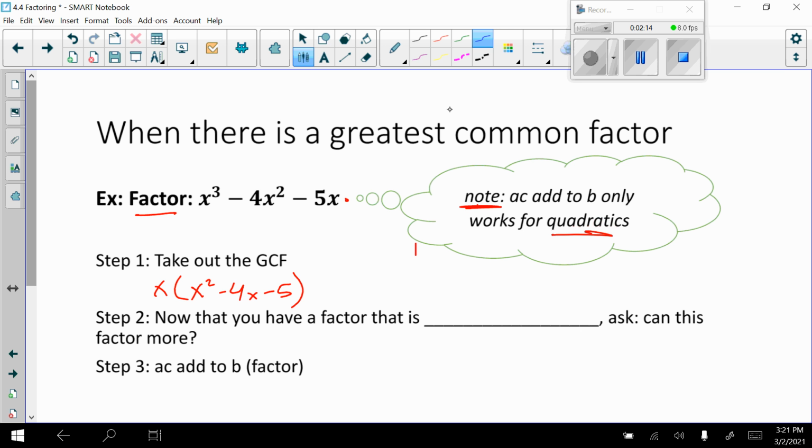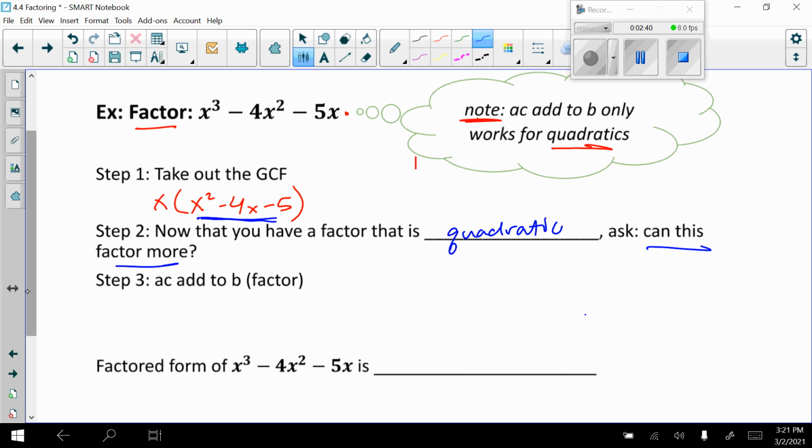Now notice that this thing in the parentheses, now that thing is a quadratic, right? So now that we have a factor that is a quadratic equation, I want to ask myself, can I factor that thing anymore? Can I factor x squared minus 4x minus 5? It's a quadratic equation, so we should be able to factor it. So if we can, we're going to go ahead and do that. So I'm going to factor that thing.